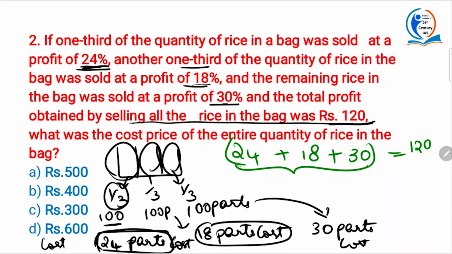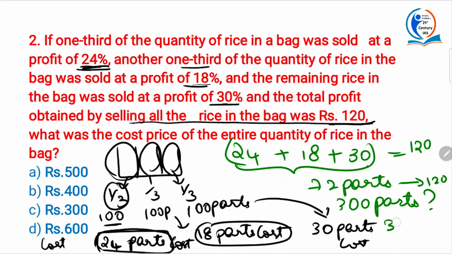What is the sum of these three? 72 parts. If it is equal to 120, then what is the cost of 300 parts? 300 by 72 into 120. Alright, so 12 tens are 120, 6 ones are 6, 50s are 15 to 10 is 500. So A is the answer.